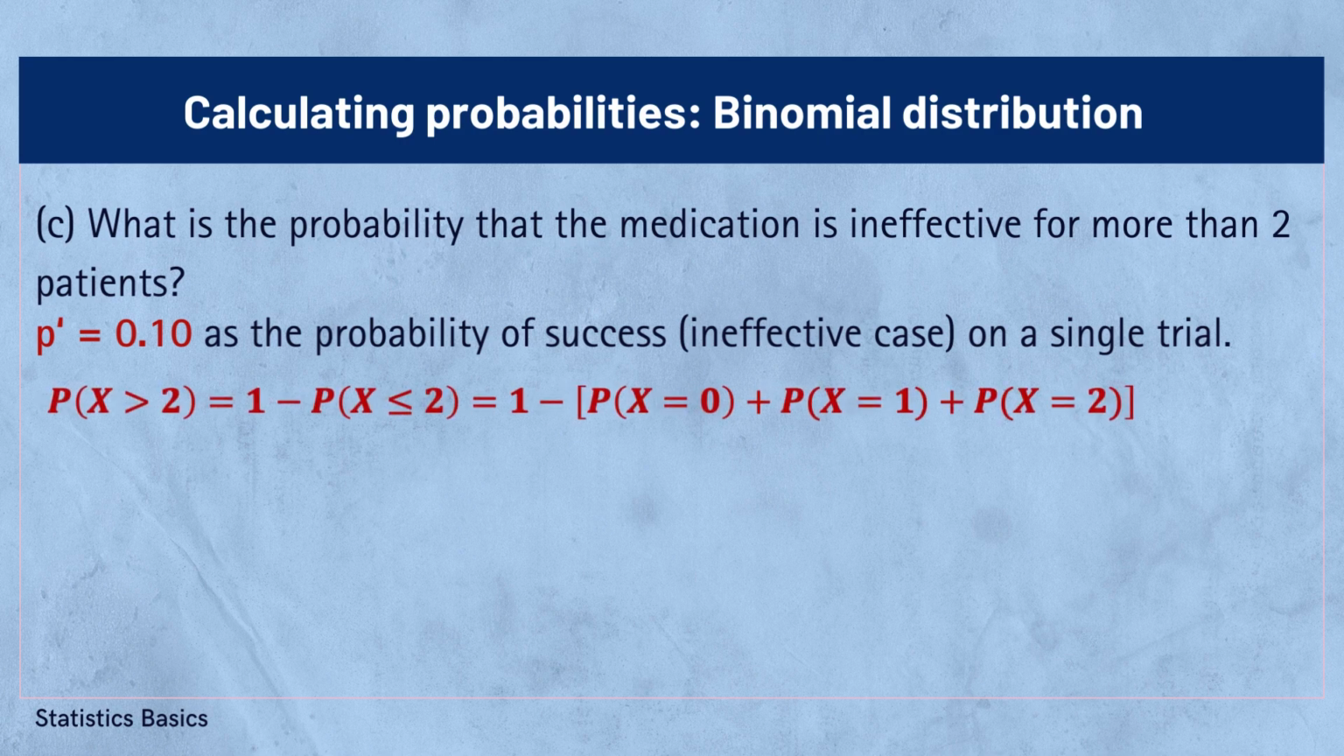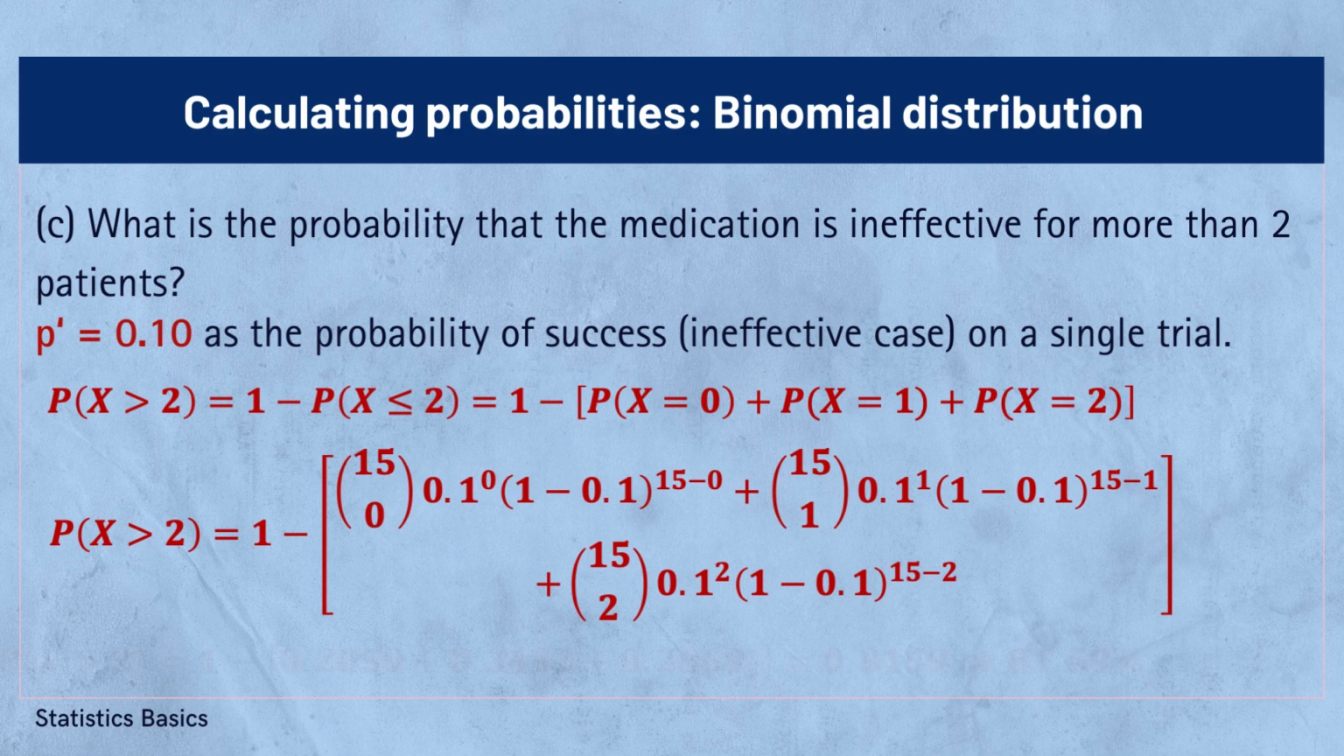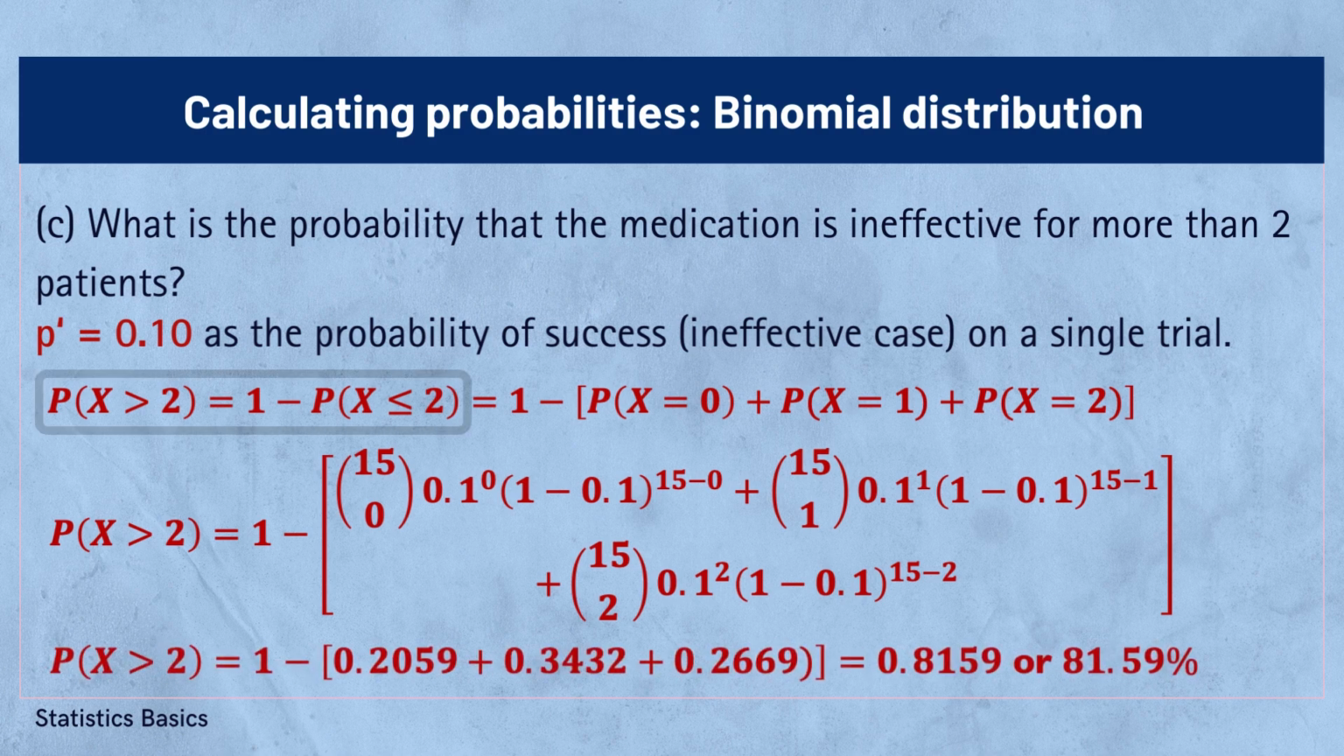Now, using the complement rule of probability, the probability that more than 2 patients experience failure is 1 minus the probability of 2 or fewer patients experience failure. The calculated probability is 0.8159, or 81.59%.